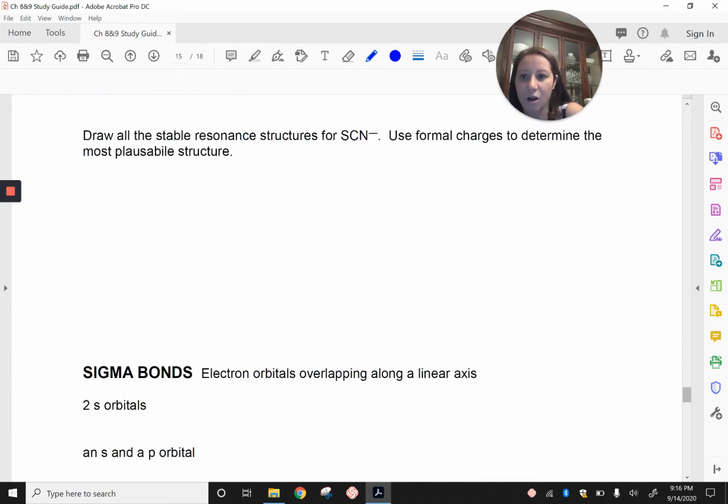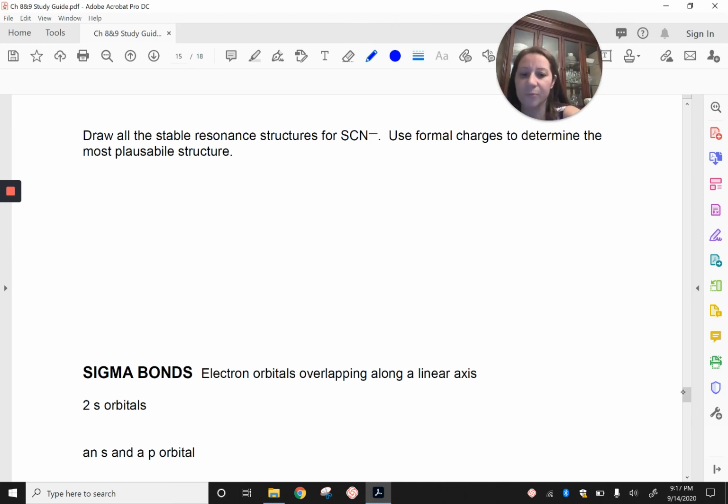We want to draw all the stable resonance structures for SCN minus. This is the thiocyanide polyatomic ion. And we want to use those formal charges to determine the most plausible structure that we have. So there's different ways to do this. You can start with your valence electrons and try to account for how many should be there. You could do the math. Let's for fun do the math. We haven't done that in a while, to see how many bonds there should be.